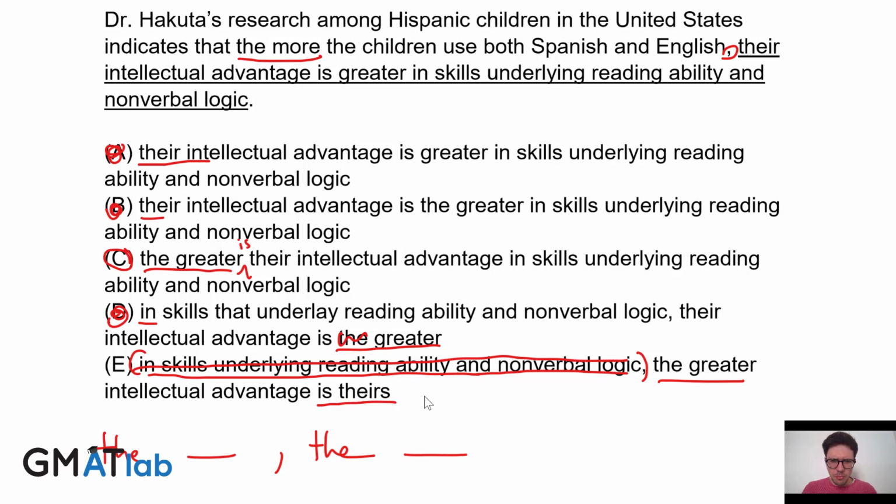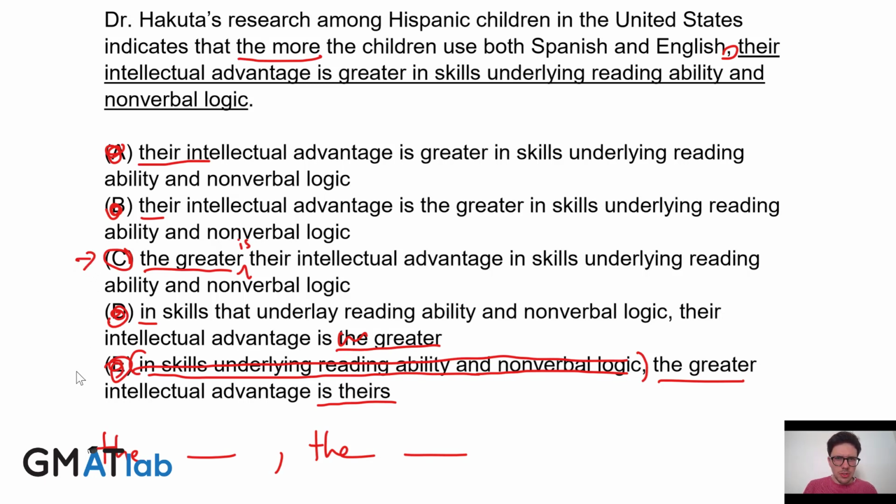It's not really correct English or in any way what you'd expect to see in the GMAT. We want to have their intellectual advantage is greater because it actually is clear. It would be very much clear what we're talking about. So E is out for those two reasons. C is going to be our answer.